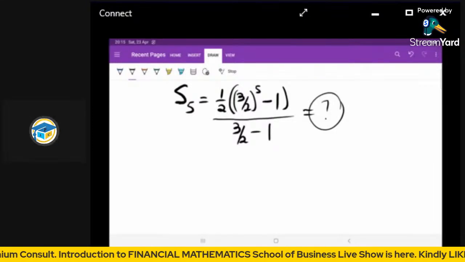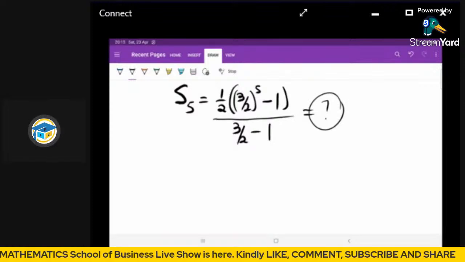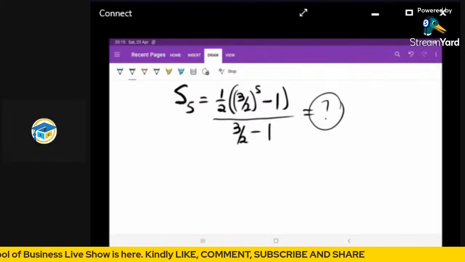So having gotten the basic ideas about arithmetic progression and geometric progression, let's move on to the applications of these principles that we just learned. Is that okay?